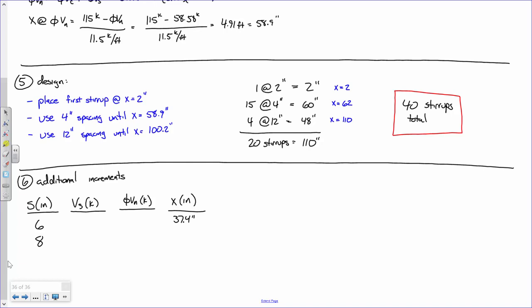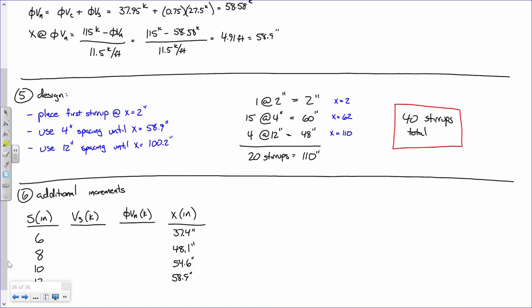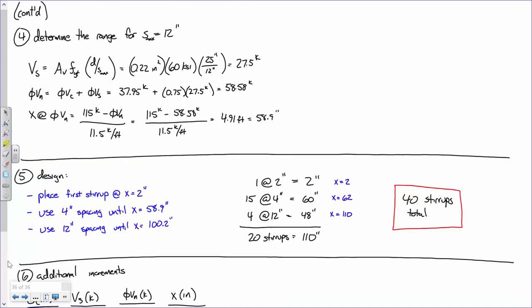If you do 8 inches, this ends up being, I think, 48.1. 10 inches ends up being 54.6, and if you do 12, you get 58.9. So is everybody okay with where I'm coming up with these numbers? I'm saying go up to this step. If you have an S value of 12 inches, plug it in here to get VS, plug it in here to get phi VN, plug it in here to get X. If you just picked a different value, just keep going through and chugging that out.